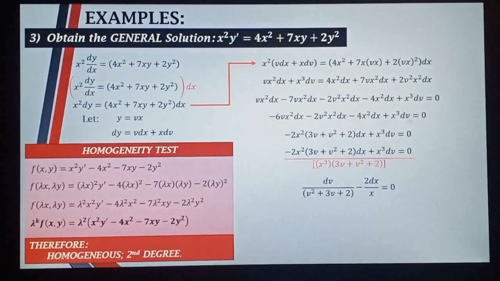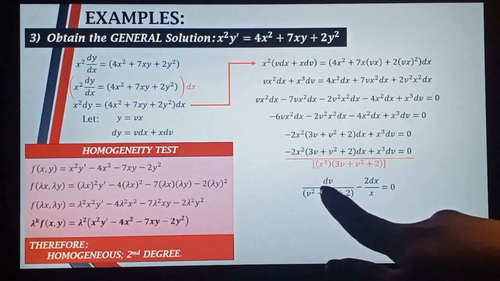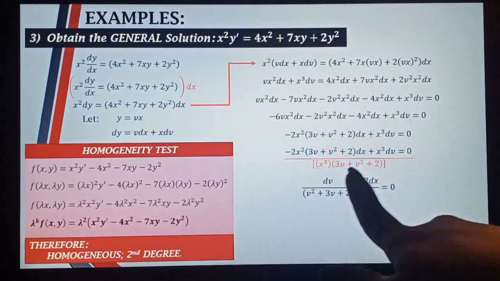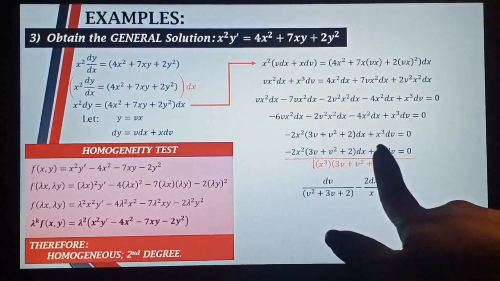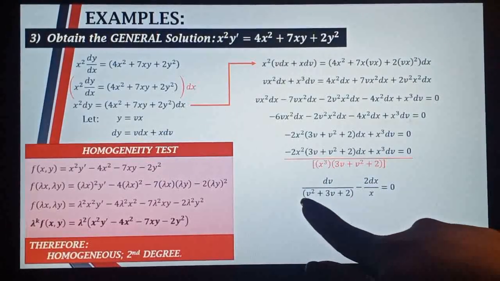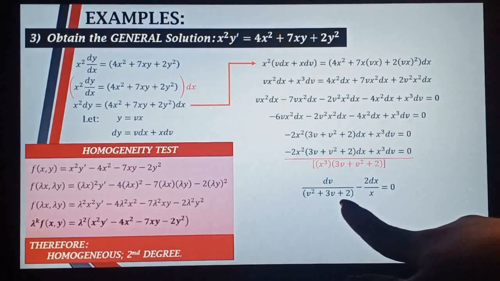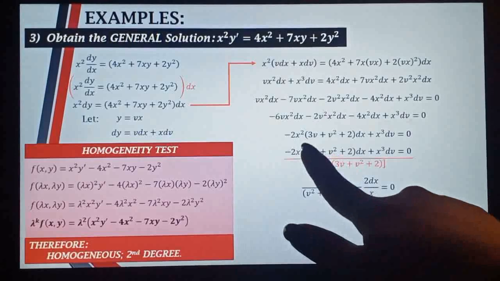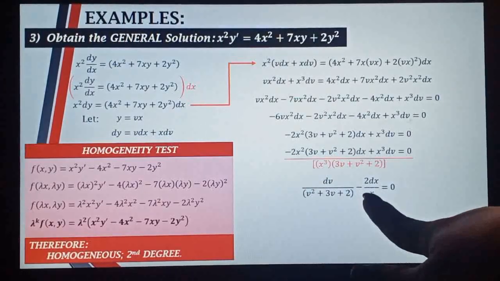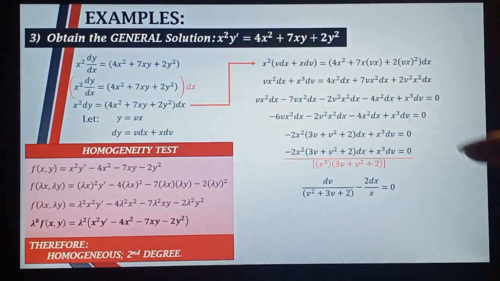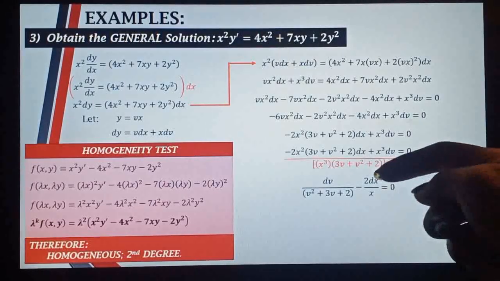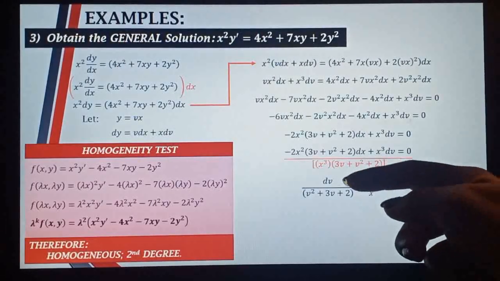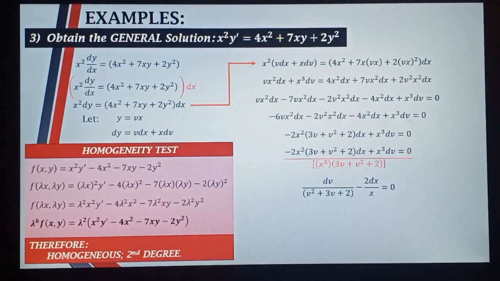So ang mangyayari, our new equation now is dv. Yung dv, makakancel si x³. So you will now have over v² plus 3v plus 2. Then yung first term, makakancel to. Makakancel yung x². Ang matitira na lang is 2 dx over x. Now, itong term na to, madali itong i-integrate. But this term will undergo partial fraction bago natin ma-integrate.